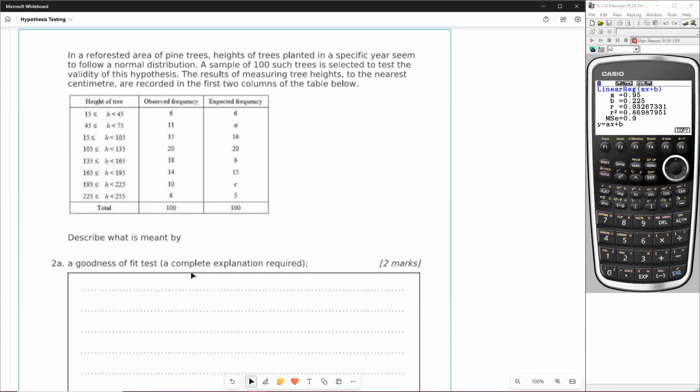We normally use a goodness of fit test when we know that the data is supposed to follow a specific distribution. And so what we're trying to check is, do the observed frequencies actually match the expected frequency based on the distribution?